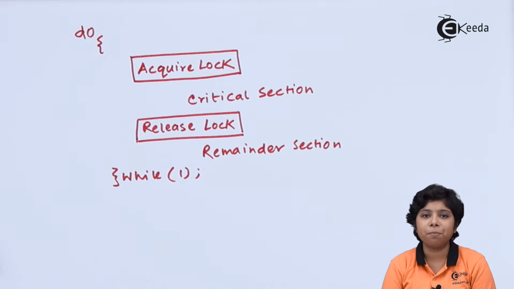Many computer systems provide hardware instructions that can test and modify the content of a word, or swap the contents of two words, atomically, that is, as one uninterruptible unit. The critical section problem can be solved by the following methods. The first one is test and set, and the second one is the compare and swap method. First, we will define how the test and set function can be done with the shared data structures.